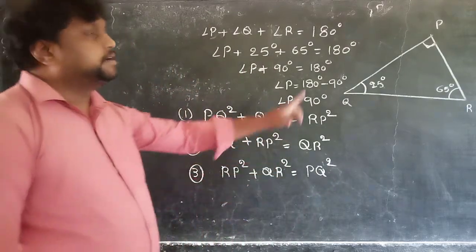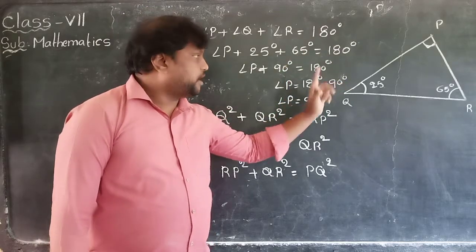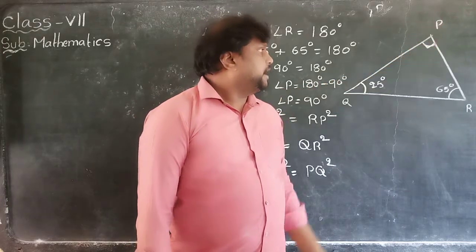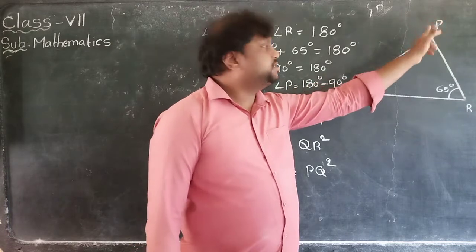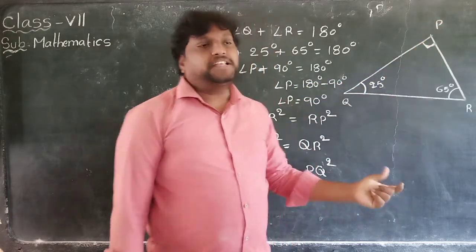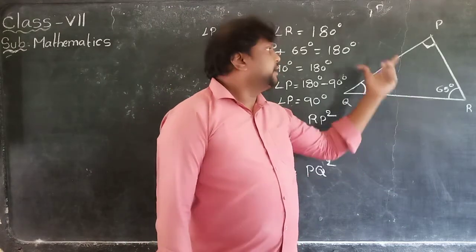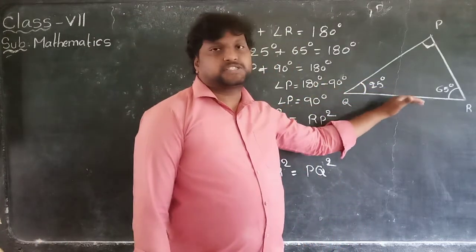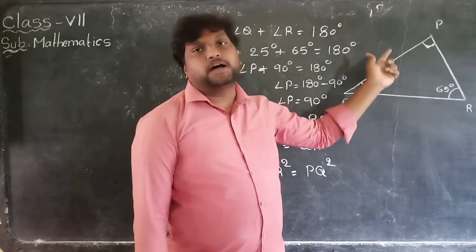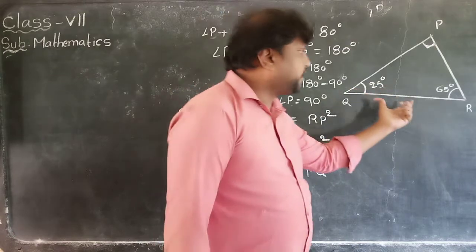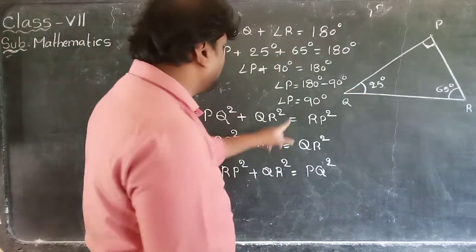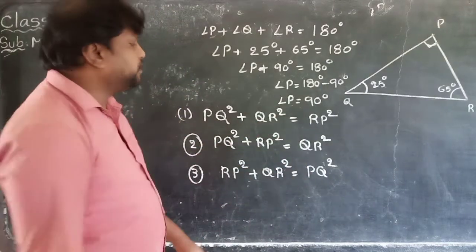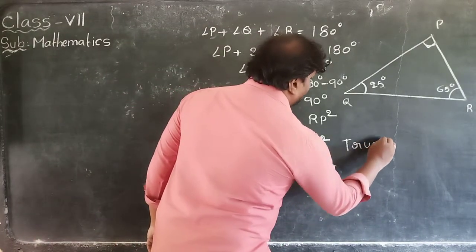Now we know the three angles, and angle P is having 90 degrees, means P is the right angle. Exactly opposite side of P is the hypotenuse. Means the longest side is QR. The remaining two sides are PQ and PR. According to the Pythagoras formula, the square of the longest side is equal to the sum of squares of the remaining two sides. Means QR square is equal to PQ square plus RP square. The middle statement is true, the remaining two are false.